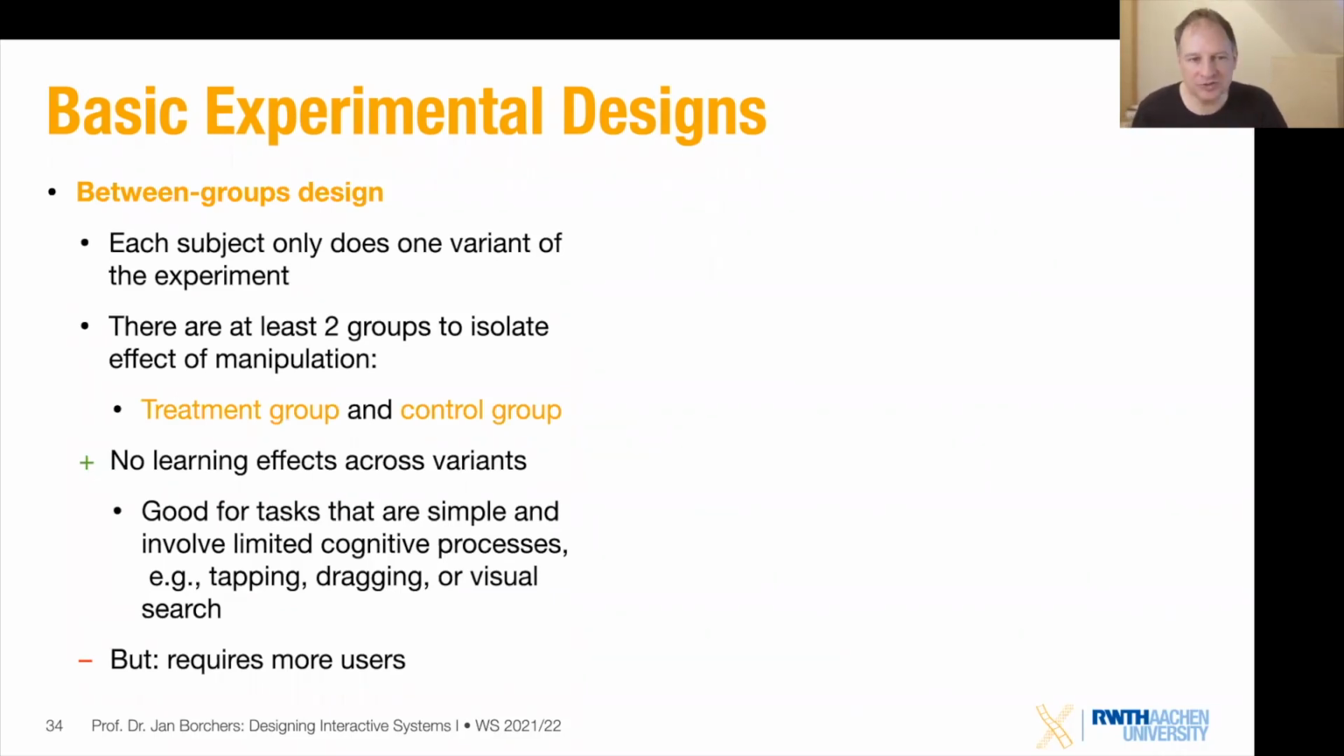A between groups design means that each subject, which is the name for a participant in an experiment, only does one variant of the experiment. With variant, we mean one particular set of independent variables. For example, video chat versus text chat, right? A team that does video chat is one subject as a team, and a team that does text chat is another subject, and each only gets either text chat or video chat. Your team that does video chat doesn't also do text chat.